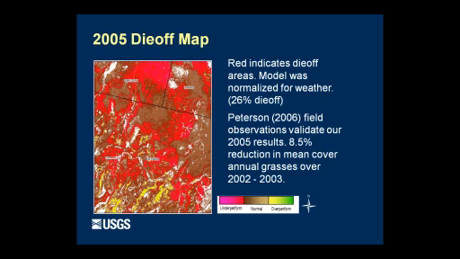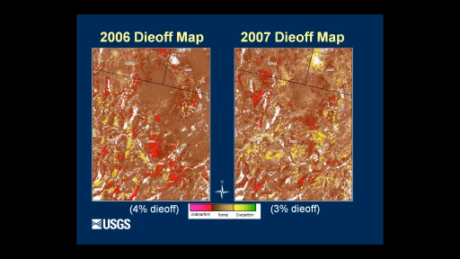We had gone back in and checked our data, made sure we didn't do something wrong, and we were comfortable that we didn't. So again, we're pointing to a 2005 map that looks like something significant was going on in regards to cheatgrass die-off. So what happens in 2006 and 2007 with those die-off maps? We have 4% die-off in 2006, 3% die-off in 2007. What it tells me is that cheatgrass die-off is highly variable, both spatially and temporally, much like cheatgrass productivity is.